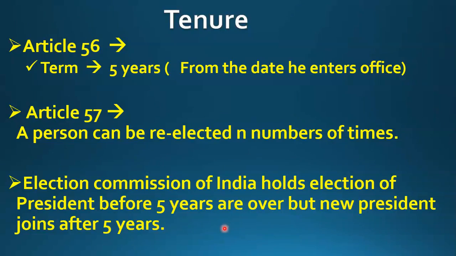Okay, now friends, if due to some reasons the Election Commission fails to conduct the election for the new president before the 5-year period ends, then the previous president will continue to work as the president of India until the new president is elected by the Election Commission of India. So if the Election Commission fails to conduct the election for the fresh president, the old president will continue to work in the office.